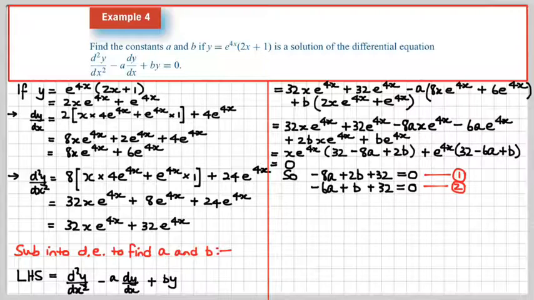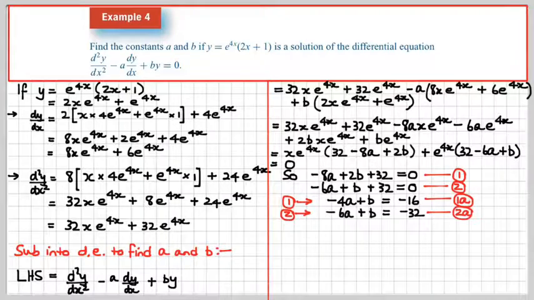So we can divide through. Well, we certainly can in equation 1. So we've got minus 4a plus b is minus 16, taking that 32 over the other side and dividing by 2. And that's the other one. Rearranged a bit. Now, what are we going to do to solve this, guys? Well, I think we'd probably do it by elimination, getting rid of these b's, won't we?